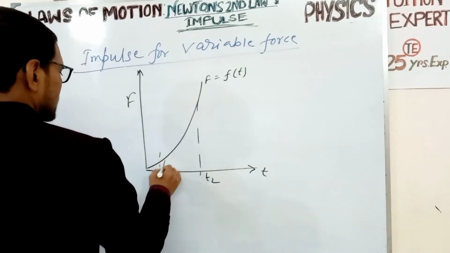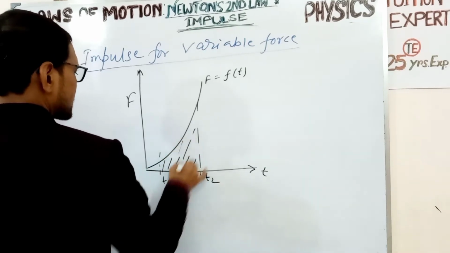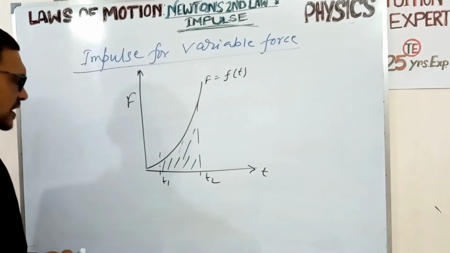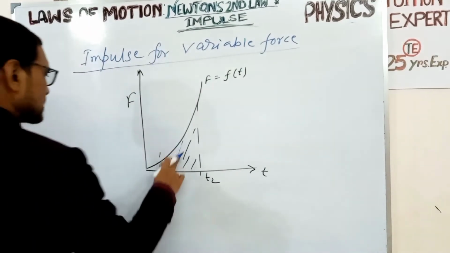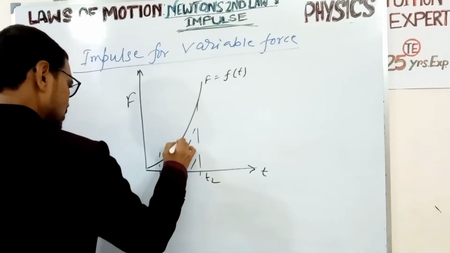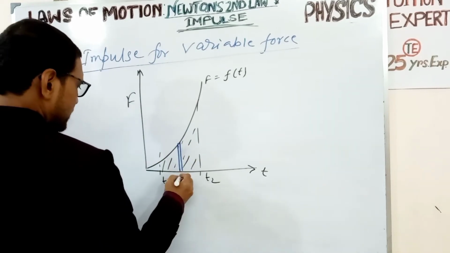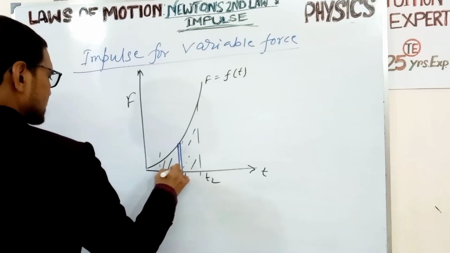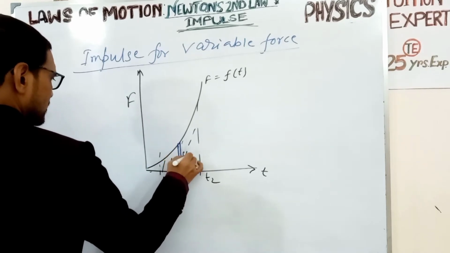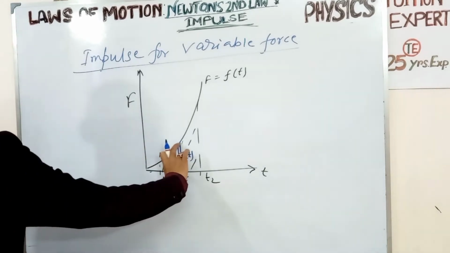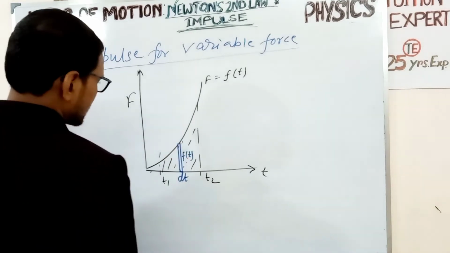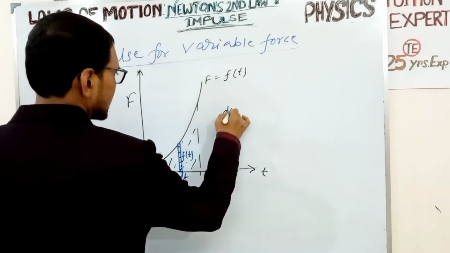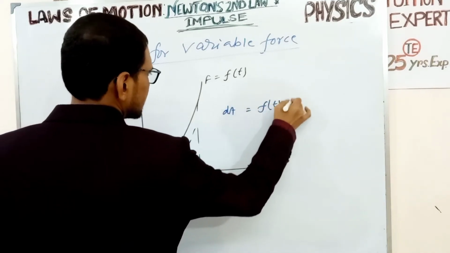Now what is the impulse within the interval t1 to t2? We know the area here. So if we draw a stripe on the time axis, this is dt, and at that time the height is F(t), F is a function of time, so this is F(t) and this is dt. Now what is the area of this? Area dA equals F(t) into dt.